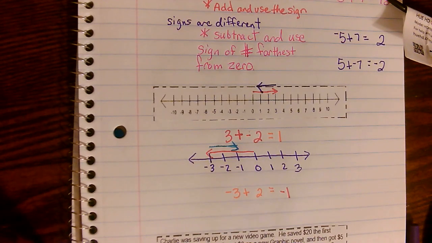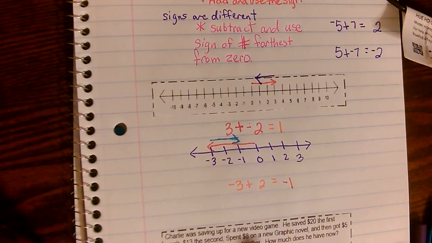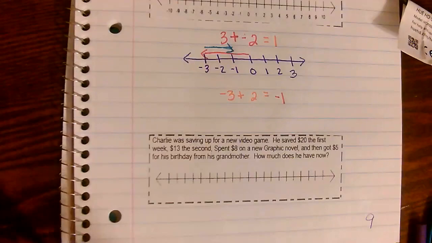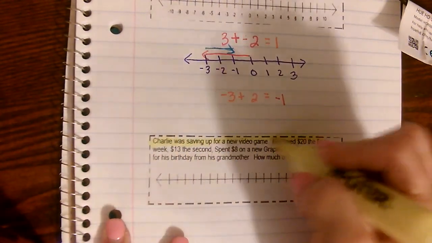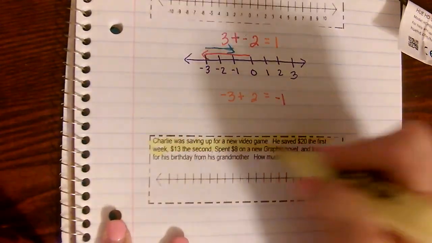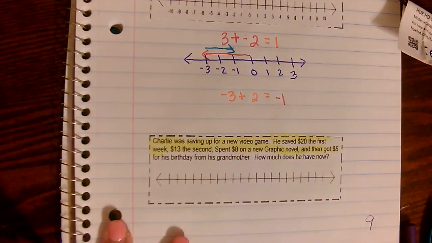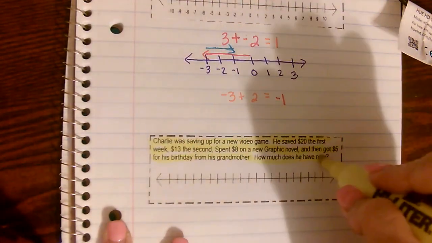Now on this next one, let's try writing a problem with these numbers, okay? So let's go down to here and let's read this information. So Charlie was saving up for a new video game. He saved $20 for the first week, $13 the second, spent $8 on a new graphic novel, and then he got $5 for his birthday from his grandmother. How much does he have now?